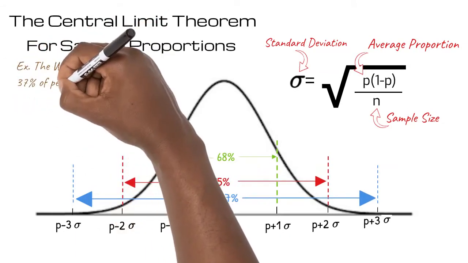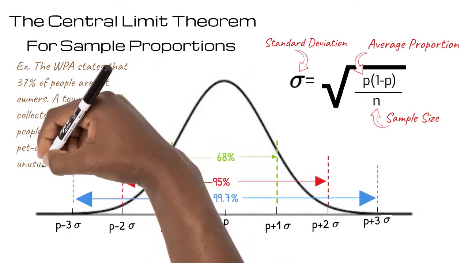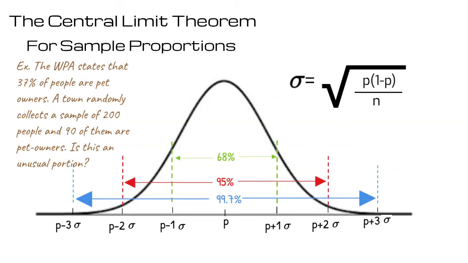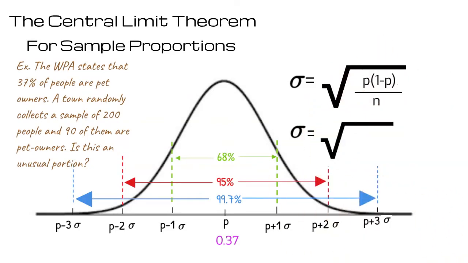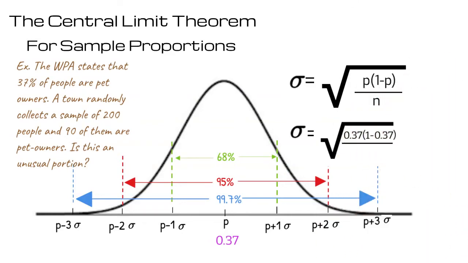The World Pet Association states that 37% of people are pet owners. A town randomly collects a sample of 200 people and 90 of them are pet owners. Is this an unusual proportion? Assuming all conditions are met, we can use the normal model. Our average proportion is provided, 37% or 0.37. We calculate the standard deviation using the formula. Standard deviation equals the square root of p, which is 0.37 times 1 minus 0.37 over the sample size, 200.